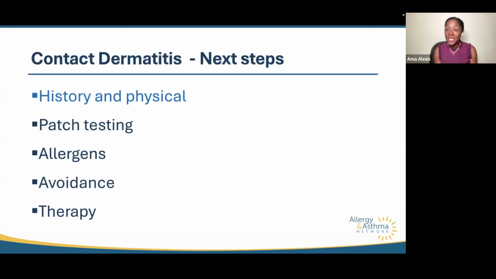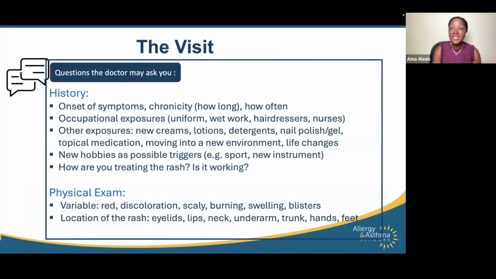So you have now developed this rash. It's not going away. So you can either see a dermatologist or an allergist. And there are a few things that we like to do. So we always start by taking a good history and a good physical examination. So these are questions that the doctor may ask you when you present. We always start with onset of symptoms. How long has this been going on? Has it been a week or has it been several years? We want to know about the chronicity. And then we also want to know how often you develop the rash. Is the rash there all the time, or does it come and go?